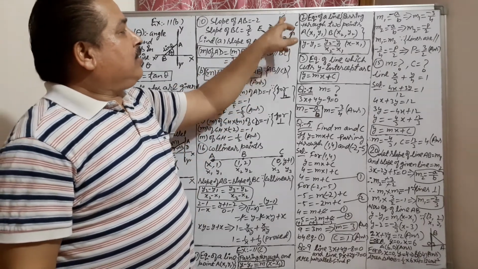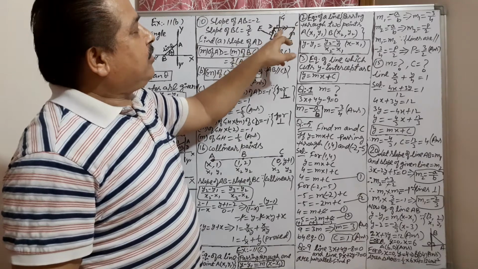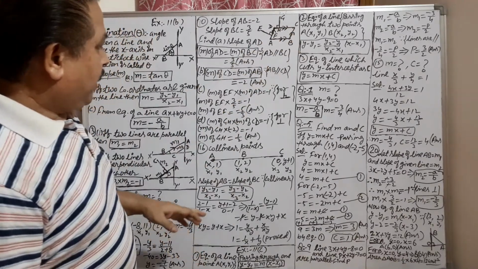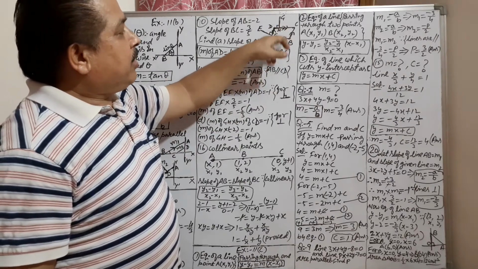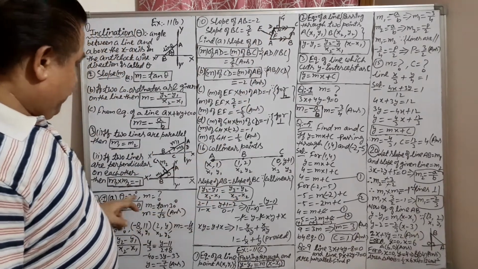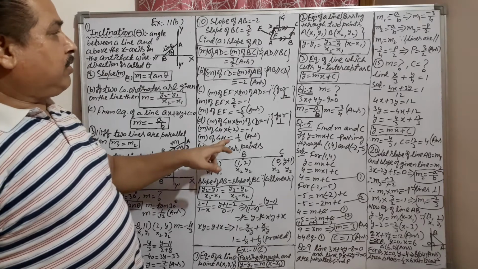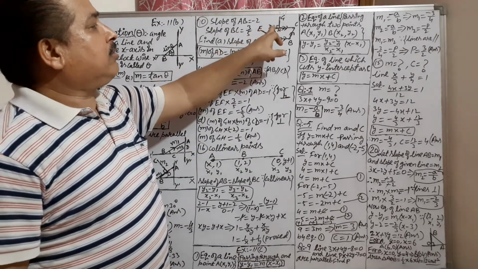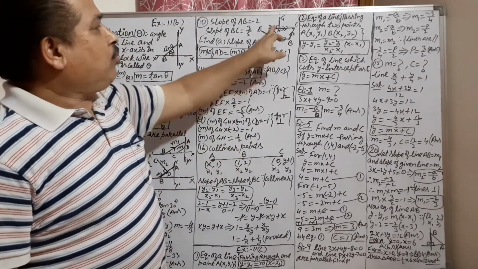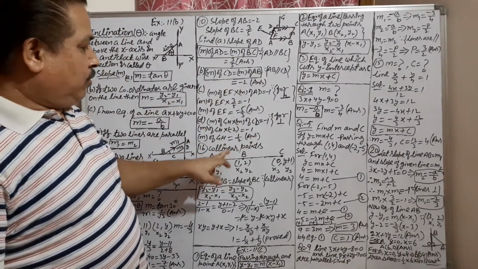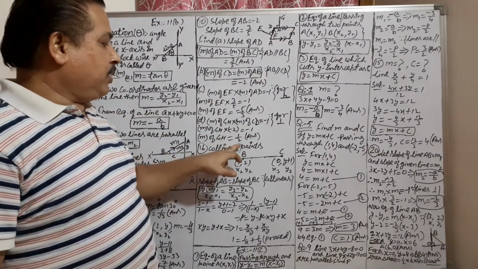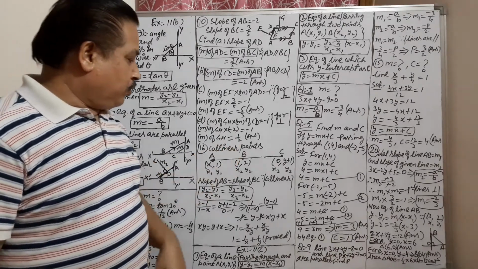Now see the D part. In the D part, GH is perpendicular to DC. Find the GH slope. Both are perpendicular, so again use the same formula: m1 and m2 equals minus 1. Let this slope be m1 and this slope be m2. The DC slope is already given; we know this is the DC slope, minus 2. Put minus 2 here, so the GH slope will come out as 1 upon 2.